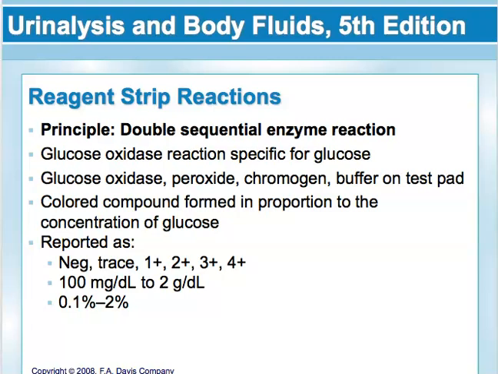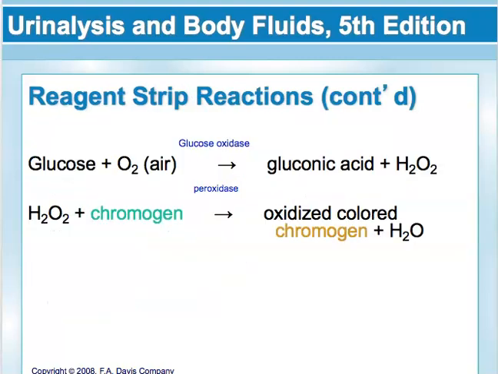So in the first step of the reaction, glucose oxidase catalyzes a reaction between glucose and room air to produce gluconic acid and peroxide. In the second step of the reaction, peroxidase catalyzes the reaction between peroxide and the chromogen to form an oxidized colored compound that is produced in direct proportion to the concentration of glucose present in the sample. And again, there's just your visual representation of what's happening during that reaction.